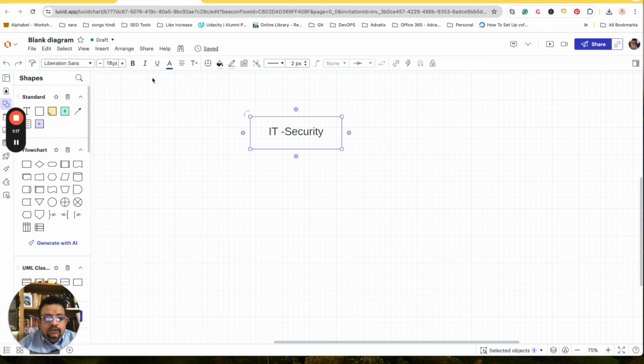Information technology security is the practice of protecting computers, networks, and data from unauthorized access, vulnerabilities, and attacks. It is all about ensuring the confidentiality, integrity, and availability of information. If you have previously heard this term, it is all about CIA.